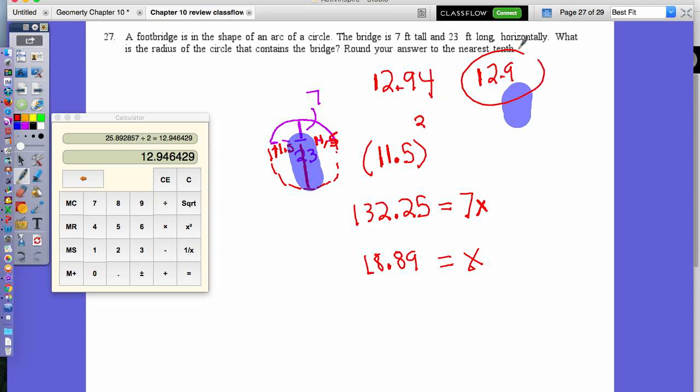So once again, the only way I was able to do this problem was to start to draw a diagram and think about what I had actually learned in this section that I could apply. And the only thing that I've learned about lines intersecting inside a circle was chords.